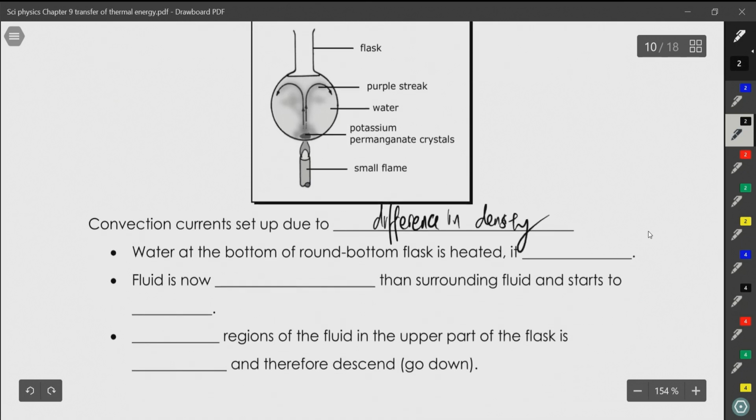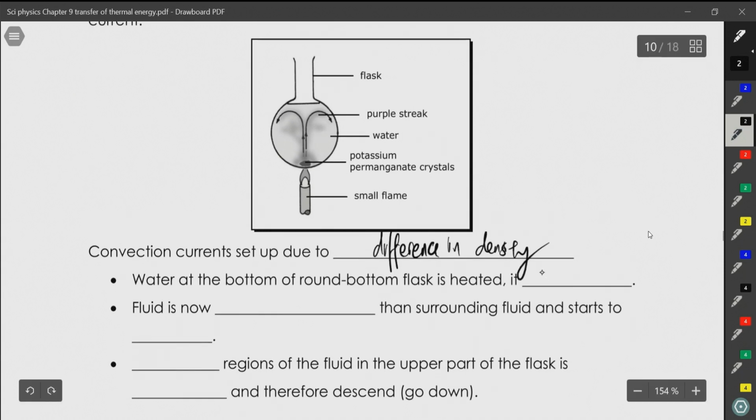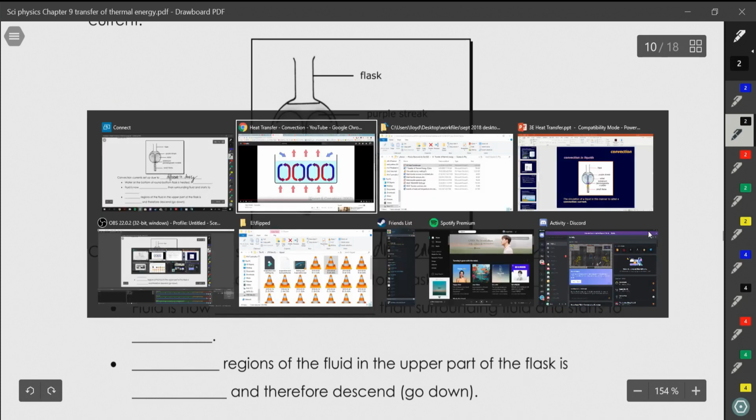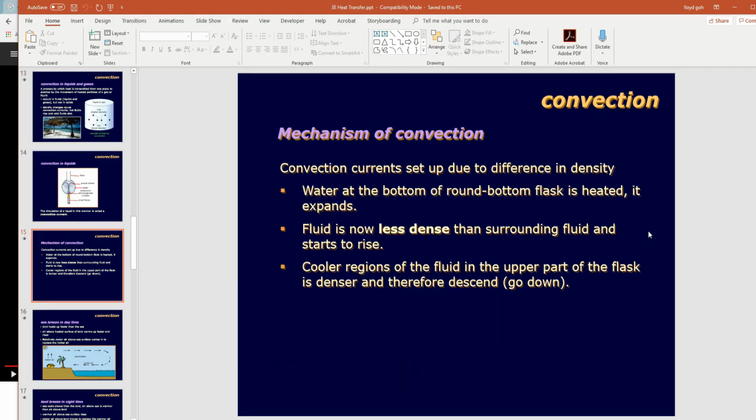Okay, water at the bottom of the round bottom flask is heated. It becomes less dense and rises over here. I think it's pretty straightforward, right? So these are the 3 points on your notes that you have to write down.